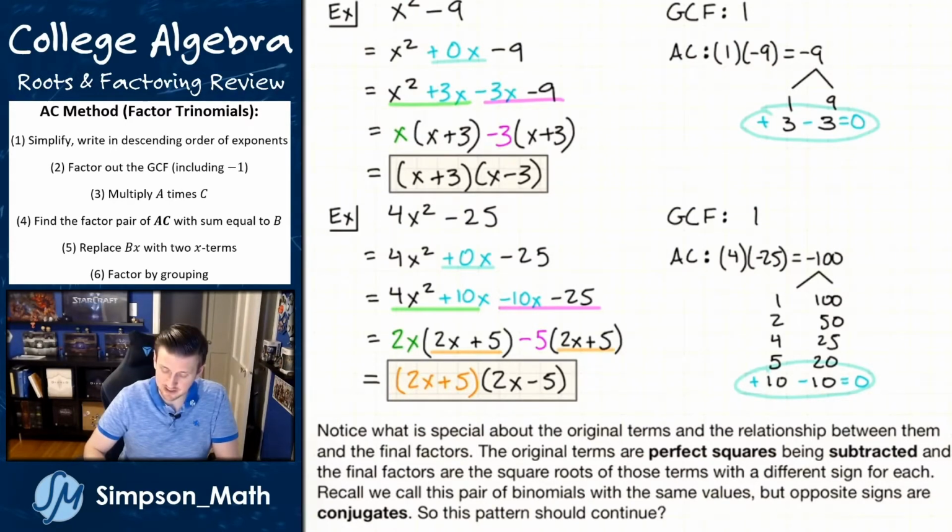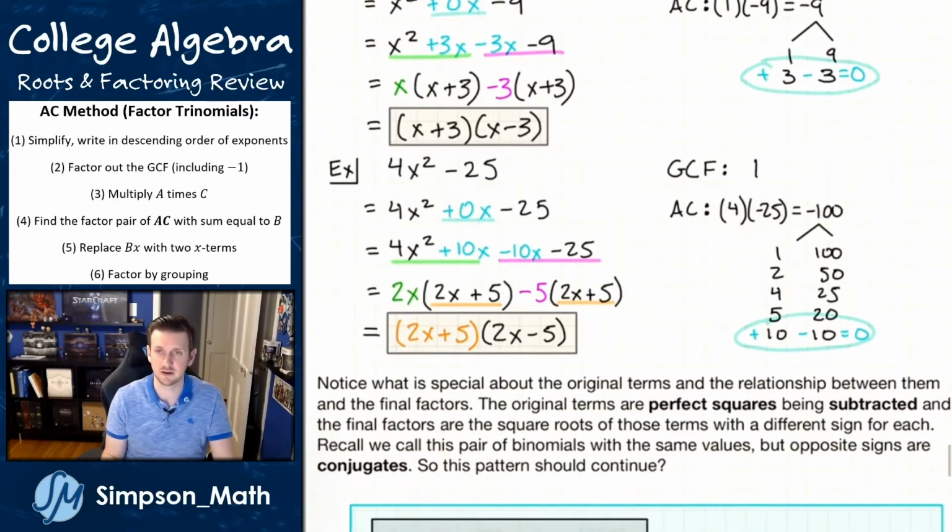Notice that both of these have the same variables and numbers, just with different signs. We call these pairs of binomials that have the same values, just with a different sign in the middle, one positive, one negative, one plus, one minus, conjugates. They are conjugates of each other.